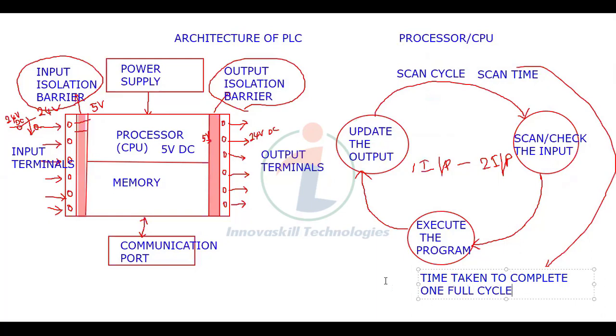One full cycle is nothing but this complete cycle is only one full cycle. The time taken to complete this is called as scan time, and this cycle is called as scan cycle. And this scan time will be based on the isolation barrier arrangement. If it is relay based or transistor based, as I mentioned earlier, if it is transistor based, it will be much faster. If it is relay based, compared to transistor based, it will be a little bit slower. So based on the isolation barrier type, this scan time also will be changing. So this is the function of processor.